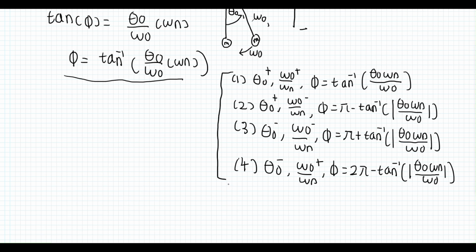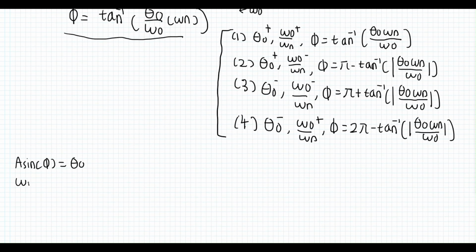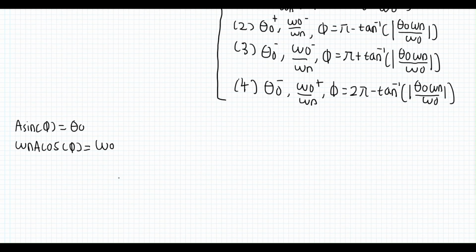So now we're going to take a look at deriving an equation for the amplitude of the response. And to do that, we're going to use the two equations that we derived earlier. And these equations are A sine phi is equal to theta naught times omega n, A cosine of phi is equal to omega naught. Now, we're going to square the left-hand side and the right-hand side of both these equations, and it might not seem obvious why we're doing that, but it will become clearer as we go through.